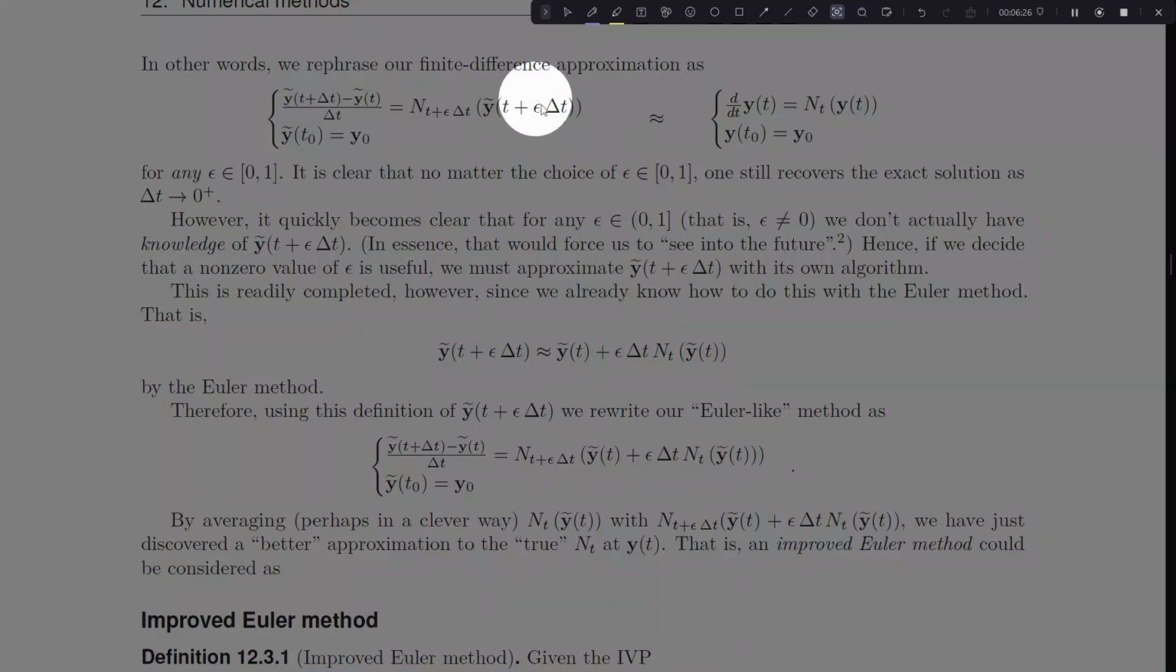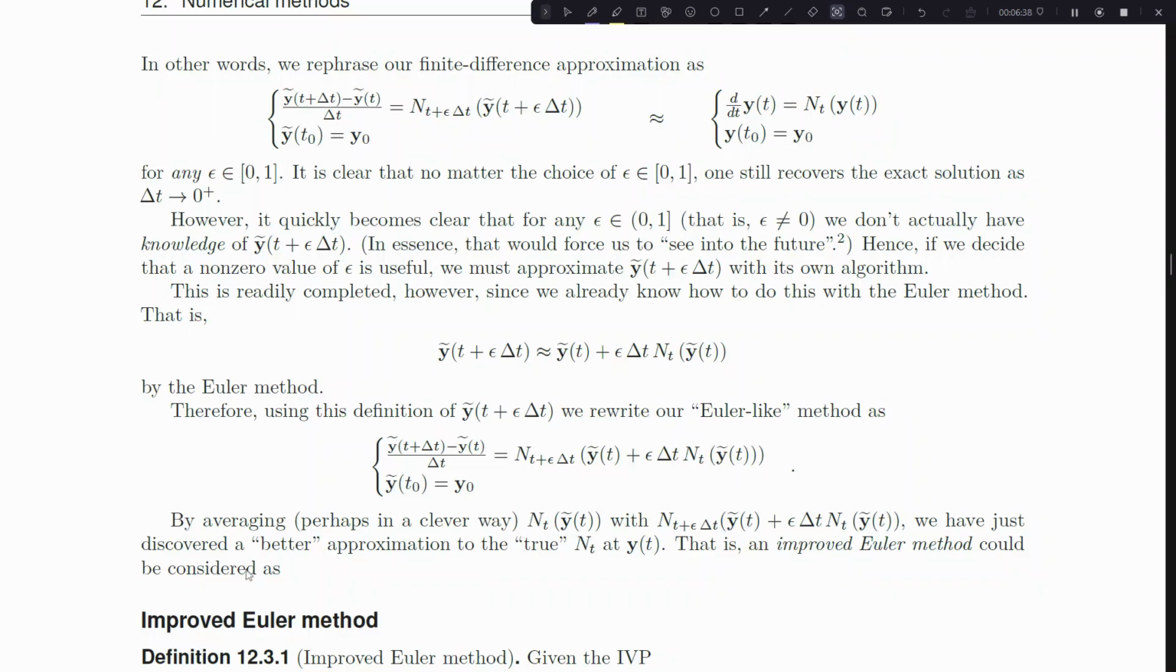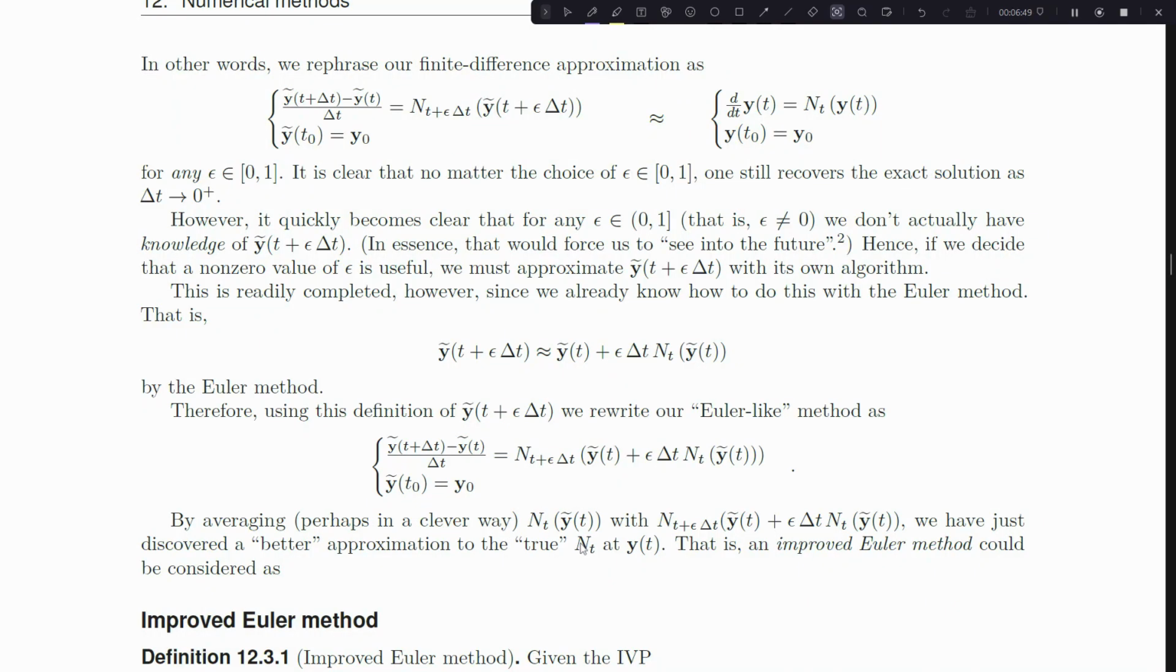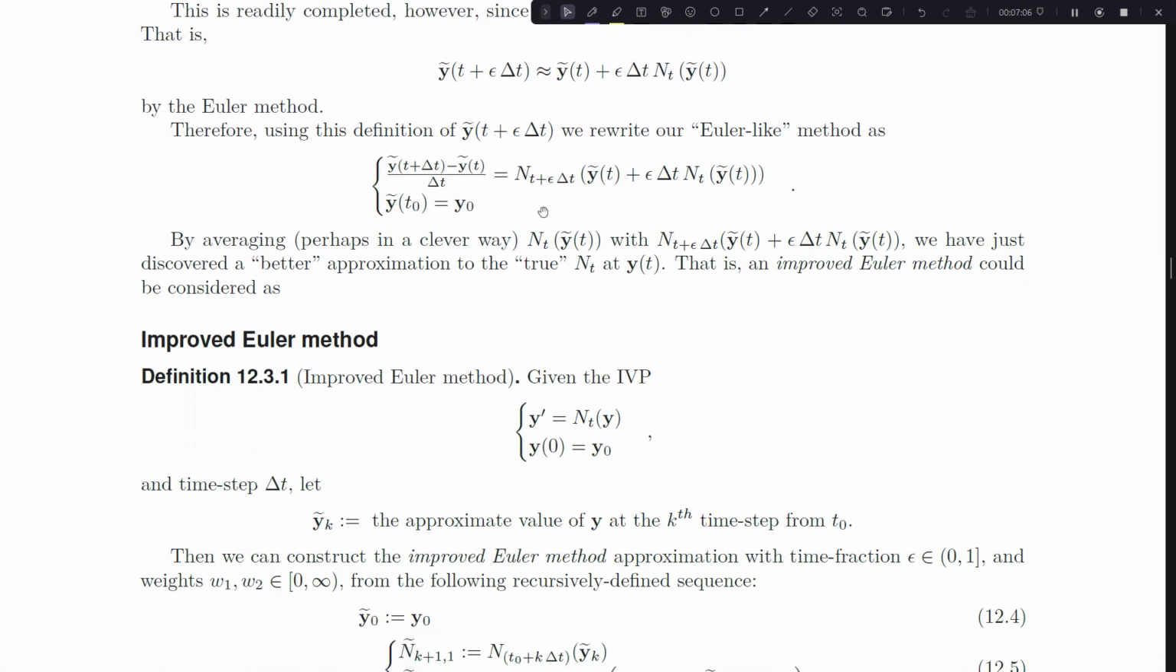If I decide to replace this approximation with the Euler approximation, you can see what I have here is an iterate of this nonlinear term. But if I want to average n at y tilde, so the initial time, plus n at a future time, then you get a better approximation to the true n, because suppose the two of them agreed, well, that means that n is relatively constant over that interval, which means that the average is just going to give the constant value of n. But if they disagree, then depending on how you take your average, you're going to get a better approximation to what n should look like in that interval.